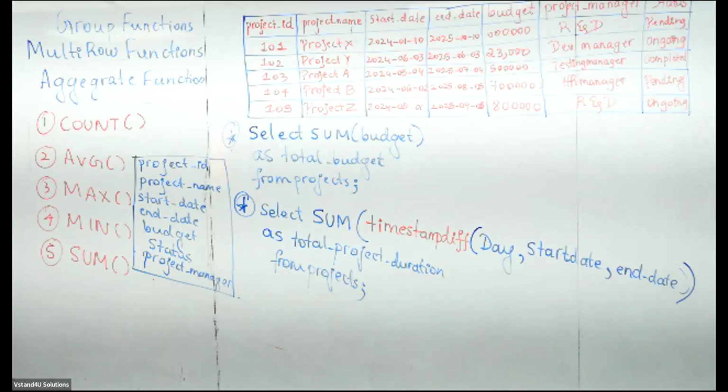And display the output as average planned project budget. Average planned project budget.